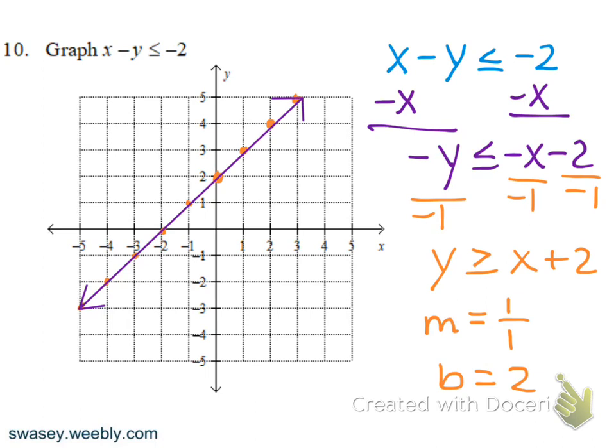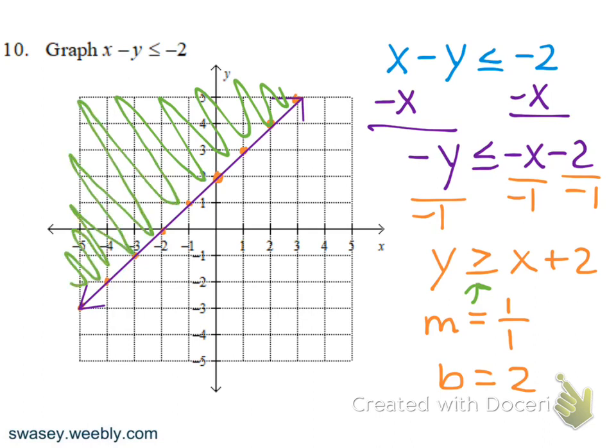Now look at slope-intercept to figure out shading, and so we see greater than or equal to, so that's above. Again, you have to look at slope-intercept if you're going to determine shading by just shading above or below. The other option is the test point.